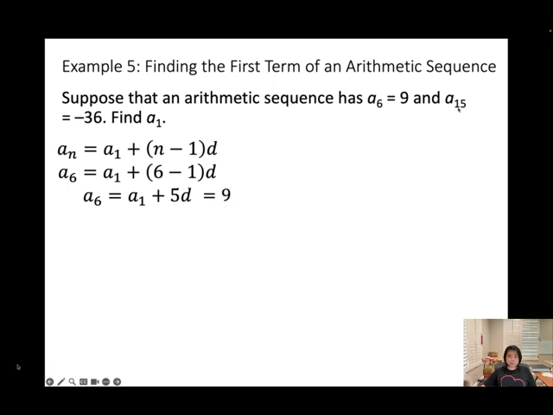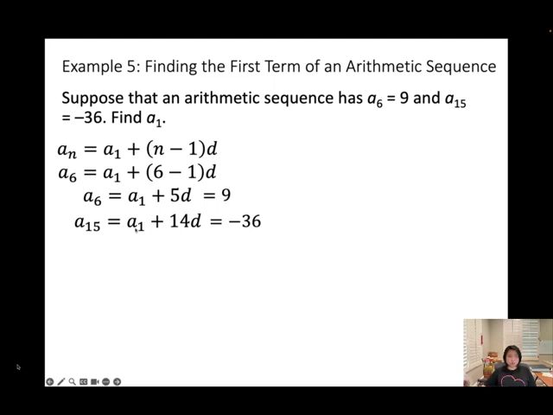And then we have a second piece of information here. When n equal to 15, A15 equal to -36. So plug into the general form again, equal to -36. Okay, now you have 2 equations and 2 variables. So let's try to calculate it. We're gonna use the elimination method. We're gonna use A6 minus A15 here.